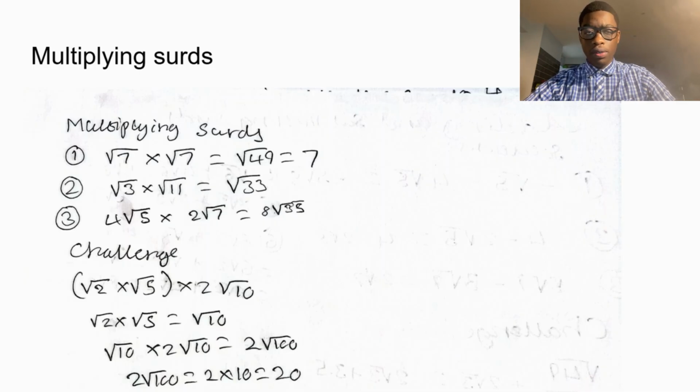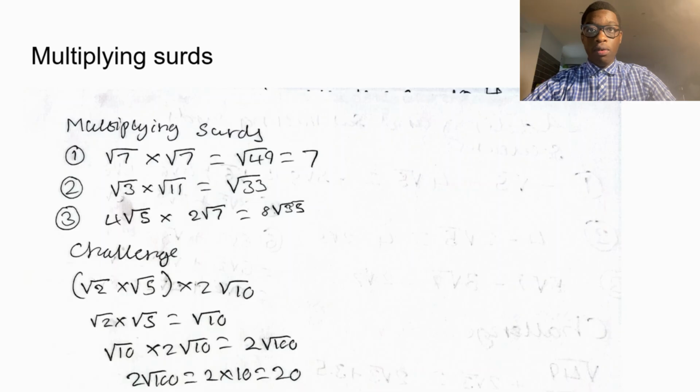Moving on to the second question. Root 3 times root 11 equals root 33. Now this is because 3 and 11 are different numbers, so you can't just disregard the root sign in this scenario. And 3 times 11 is 33, so then we end up getting root 33.